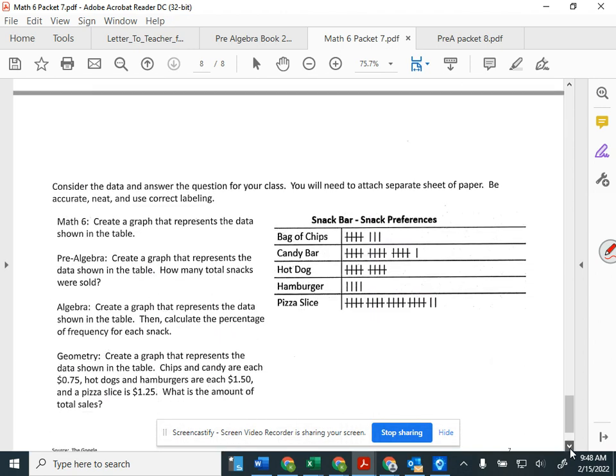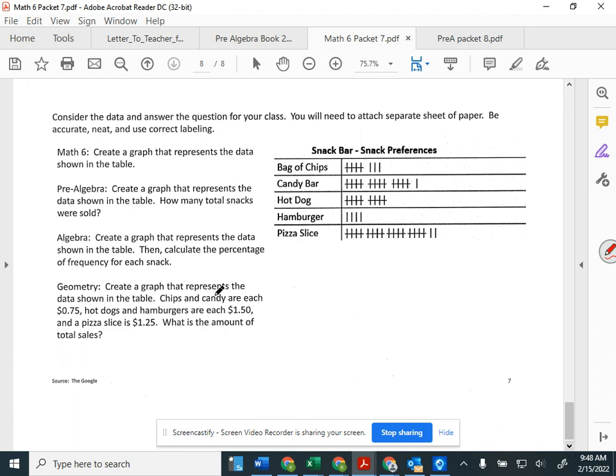And then our last page. Create a graph that represents the data shown in the table. What is the easiest type of graph we could do to show our data? A bar graph. You could do it on the back side of your paper, or on the bottom of your paper in that empty square. Okay, you need a bar graph.